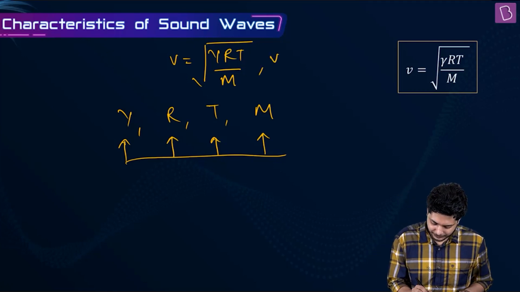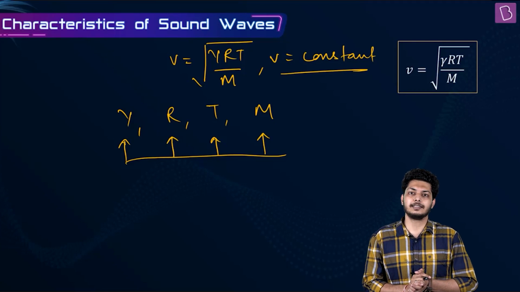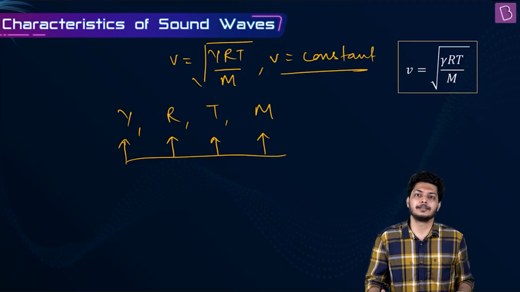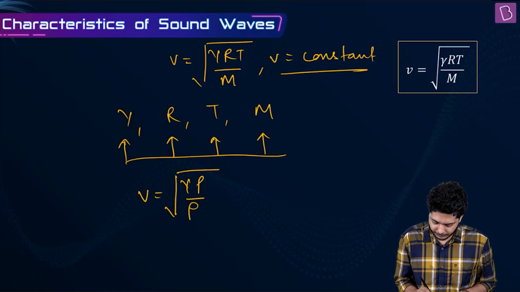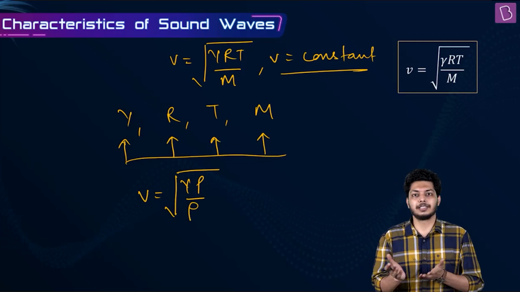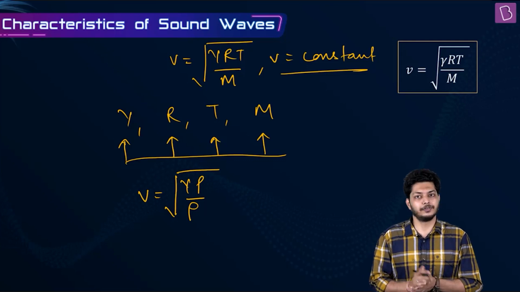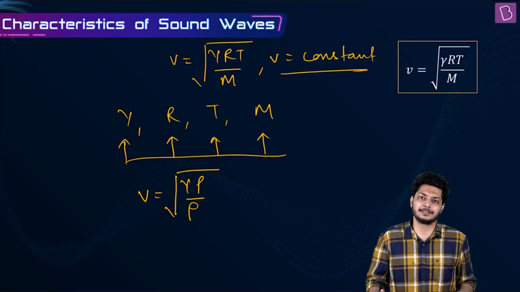So from this equation, we can say that if temperature is constant, velocity will be constant, speed will be constant, right? But we have one more equation that can create confusion. What is that equation? The equation is V is equal to root over of gamma P by rho. So we can say, sir, pressure is changing. If pressure is changing, speed can change. We just know about the temperature. We don't know about the pressure, whether it is changing or not changing.